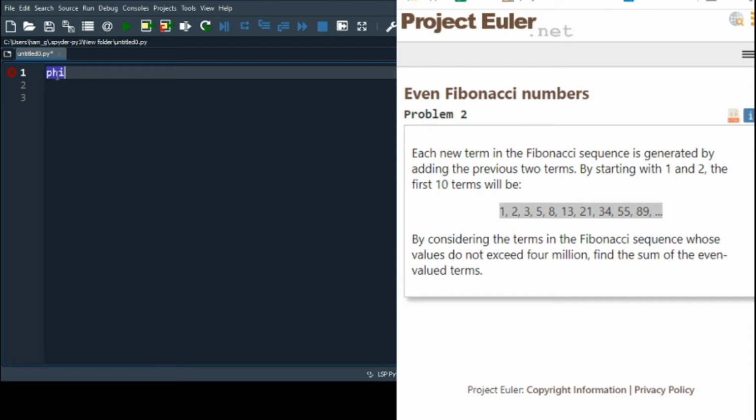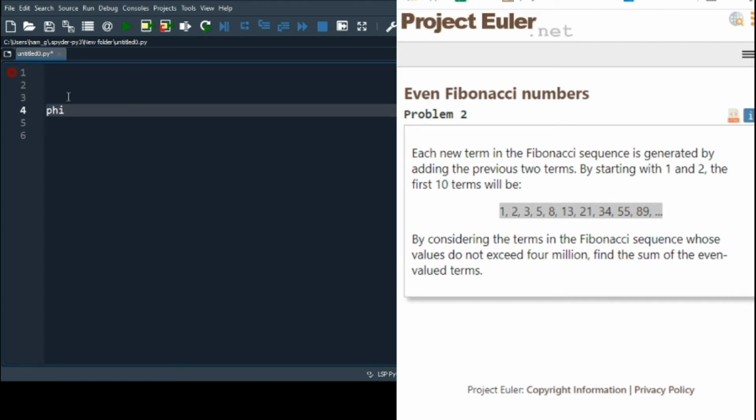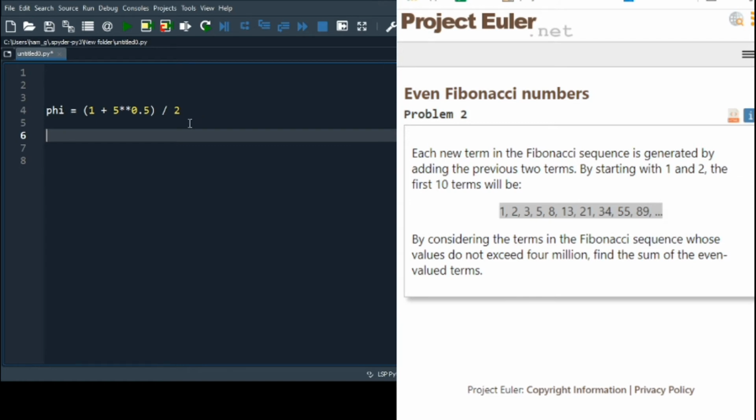The golden ratio in mathematics is normally denoted with the Greek letter phi. So phi is equal to 1 plus the square root of 5, which I shall represent as 5 to the power of 0.5, divided by 2. That is the golden ratio. And again, this is something that appears all the time in mathematics. So we use phi in the formula to find the nth Fibonacci term.